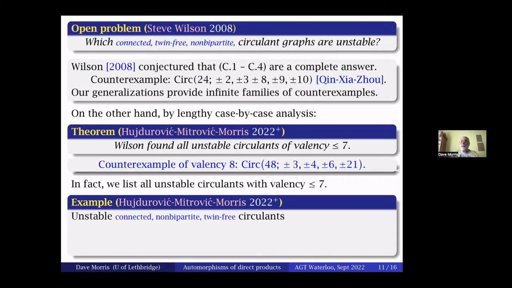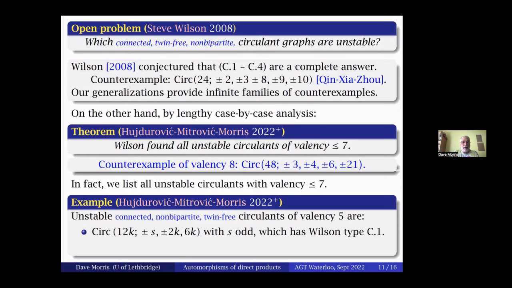So we have a different list for each valency. We've got a list of the graphs of valency 4, valency 5, valency 6, valency 7. So here's valency 5, for example. There's a family: take any multiple of 12. There's an unstable circulant graph of order 12K. And in fact, there's a family of them. Just pick an odd number S. For any odd number S, you're going to get an unstable circulant of order 12K, any multiple of 12.